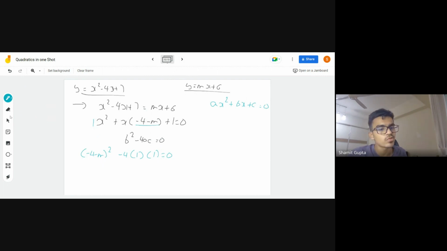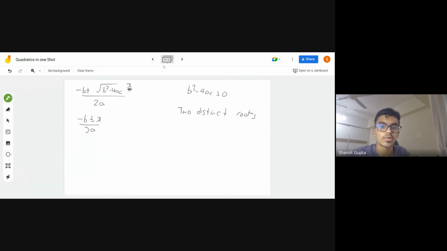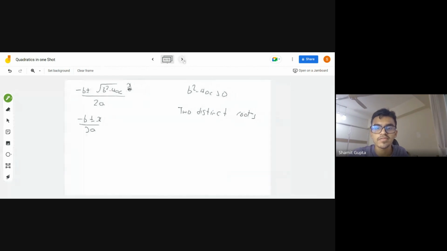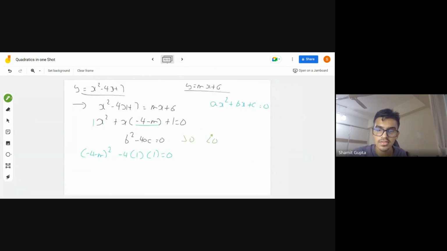Sometimes you might need to make b squared minus 4ac greater than 0. And if you get a quadratic and this is greater than 0, then you might need a quadratic inequality here. Or sometimes if you need to make the discriminant lesser than 0 and you get a quadratic, again you'll need a quadratic inequality.